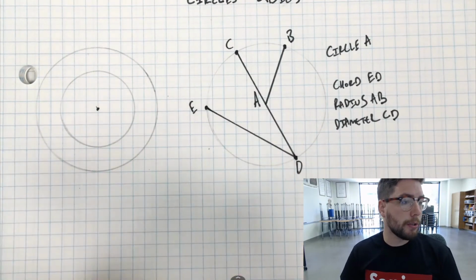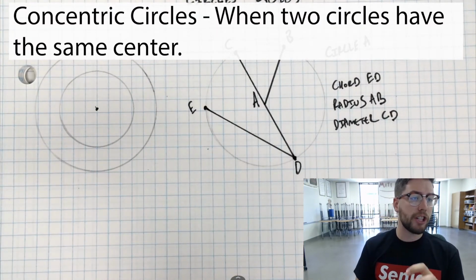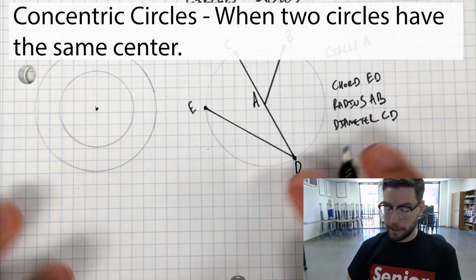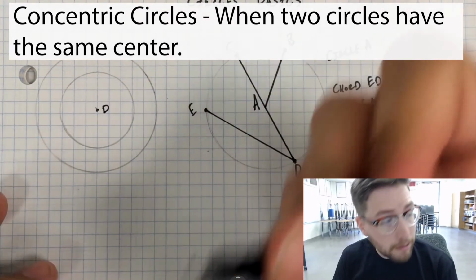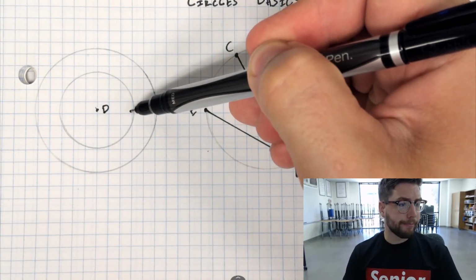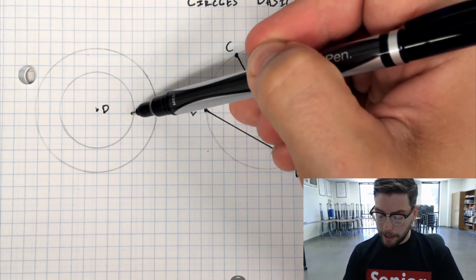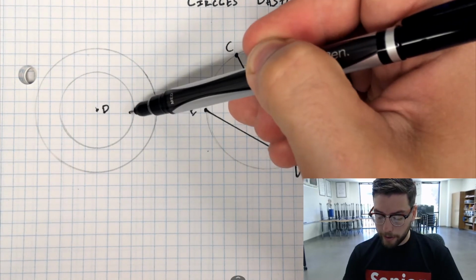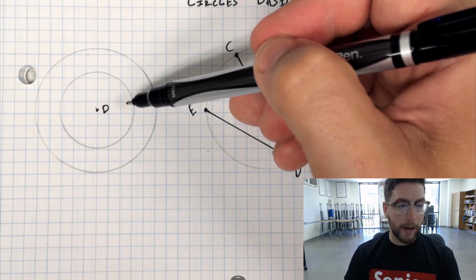These two circles are called concentric circles because they both share the same center. Now, what if this center was called D? What is the name of this circle right here? Is it circle D? Well, you don't know, right? Because this could be circle D or this could be circle D. You have to figure out where the radius is.